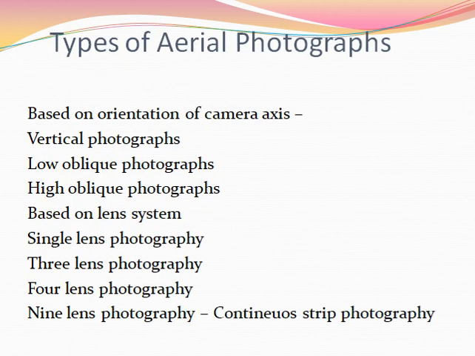Types of aerial photography based on orientation of the camera axis are classified into one, vertical photograph, number two, low oblique photograph, and number three, high oblique photograph. Then classification based on lens system: single lens photography, three lens photography, four lens photography, nine lens photography, and continuous strip photography. Then these are some views of aerial photographs.